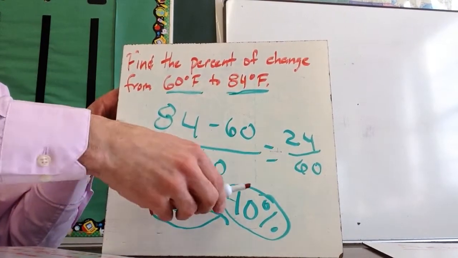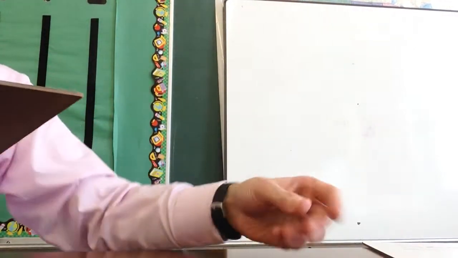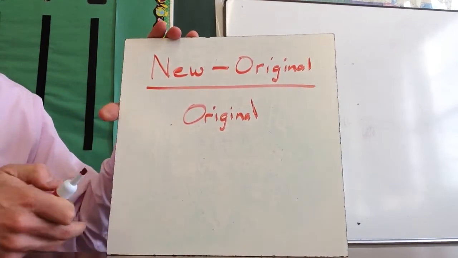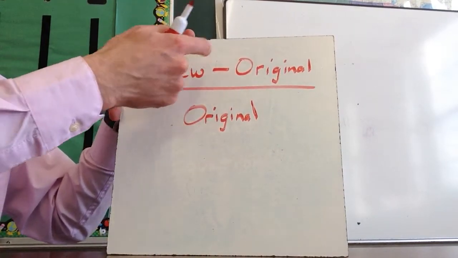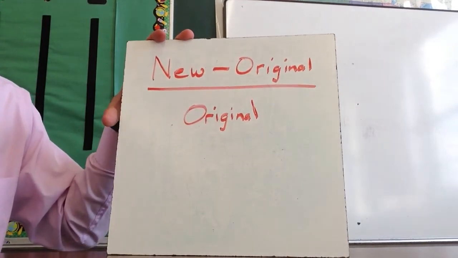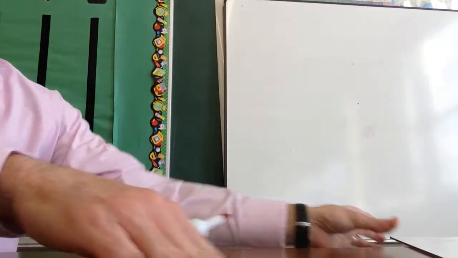The temperature went up by 40%. A lot of times they ask you to identify: is the rate of change positive or negative, was it an increase or a decrease? This formula makes it very easy to notice that. If it's positive, it was an increase. If it was negative, it was a decrease.